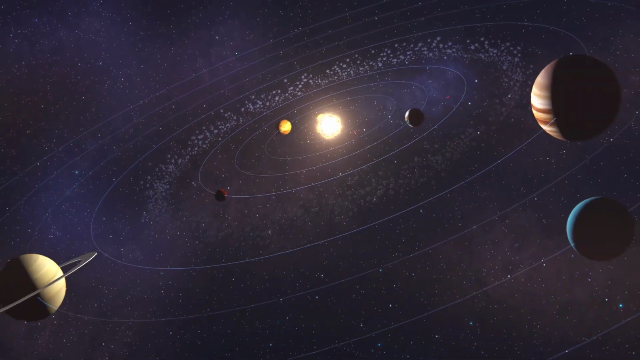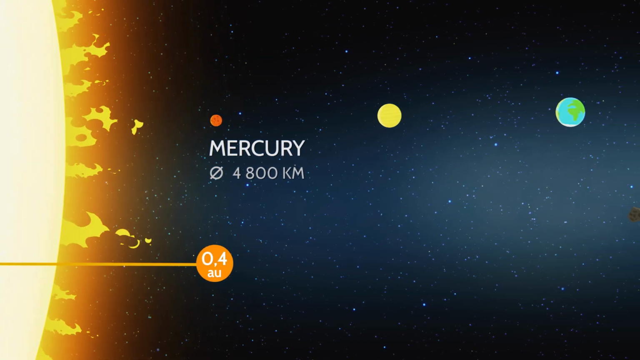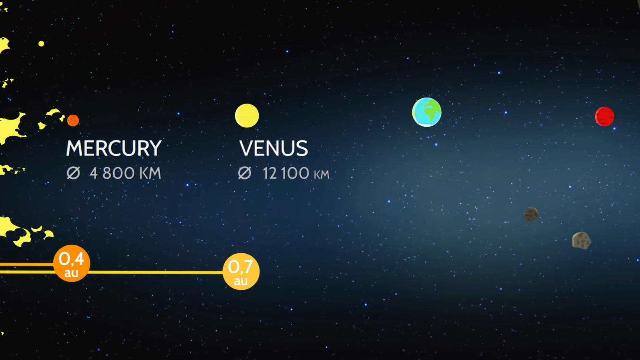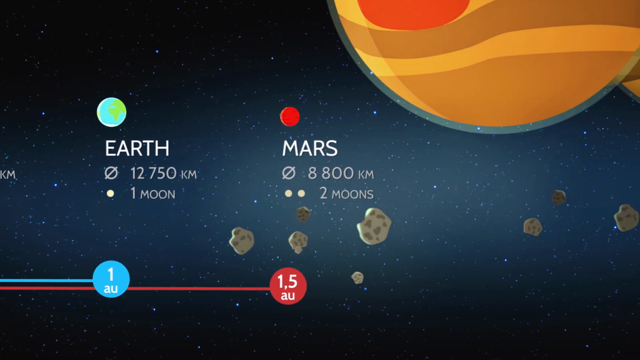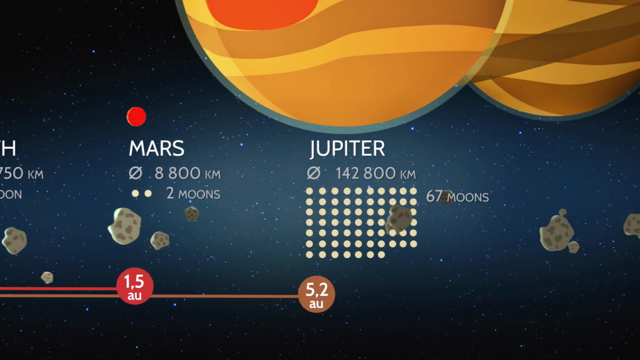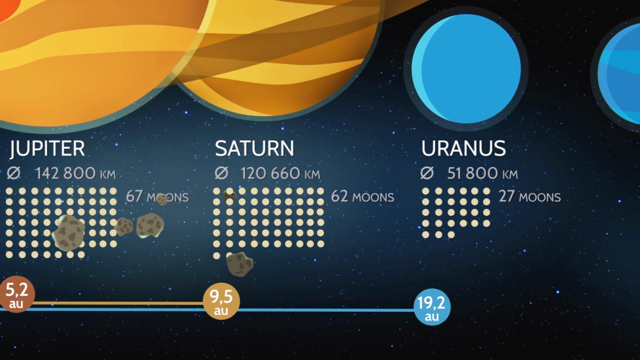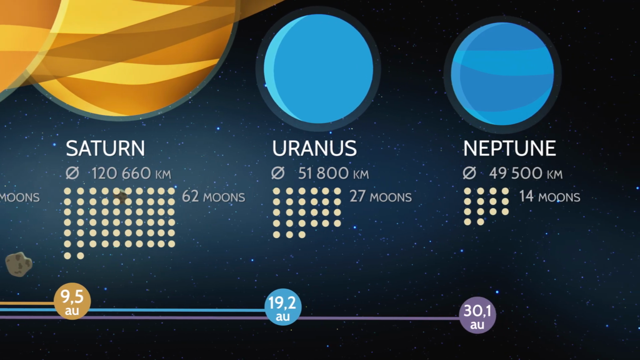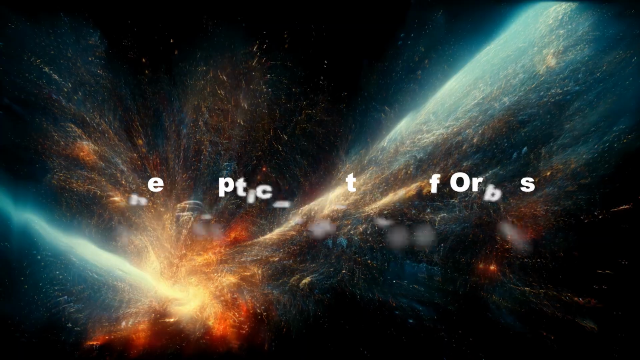Newton's law of universal gravitation. Kepler's laws described how planets move, but it was Isaac Newton who explained why they move that way. Newton's law of universal gravitation states that every particle of matter in the universe attracts every other particle with a force that is directly proportional to the product of their masses and inversely proportional to the square of the distance between their centers.